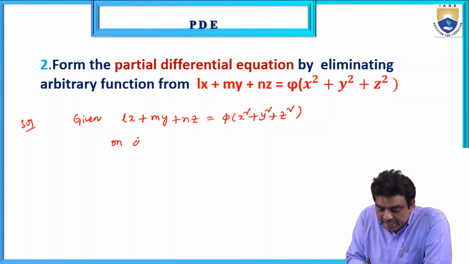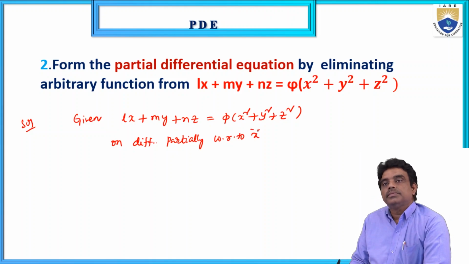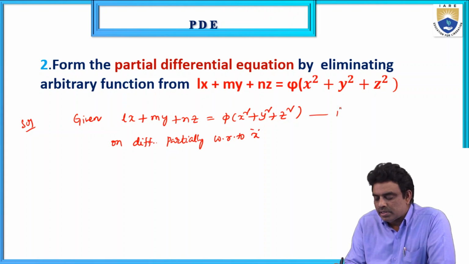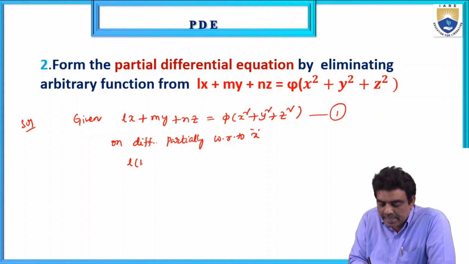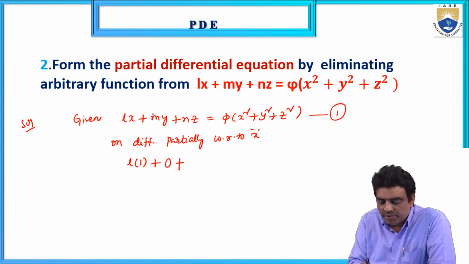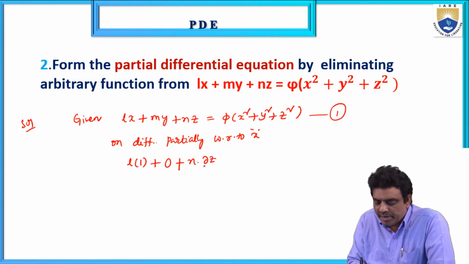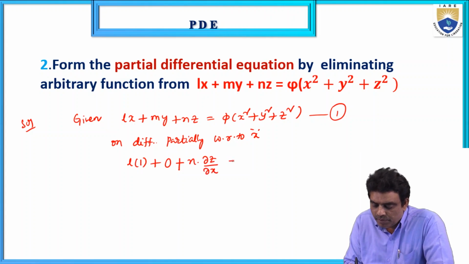On differentiating equation 1 partially with respect to x, what you will get? M into x derivative 1, M constant, y also constant, it is 0 because we are differentiating with respect to x. N into z derivative with respect to x, dou z by dou x is equal to the right hand side.